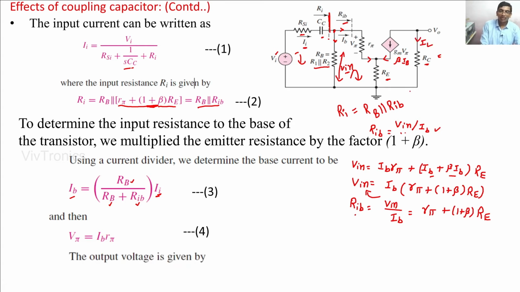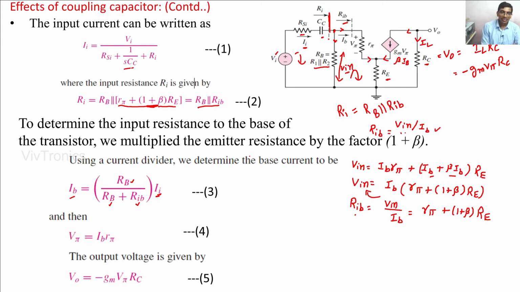Therefore, the total output voltage can be given by V naught, which is equal to the load current into the RC resistance. So here the load current is opposite to the gm V pi current. Therefore, we can say IL is equal to minus gm V pi into RC. Okay, so that is the value of V naught, which is equal to minus gm V pi into RC, which was taken as equation number 5.